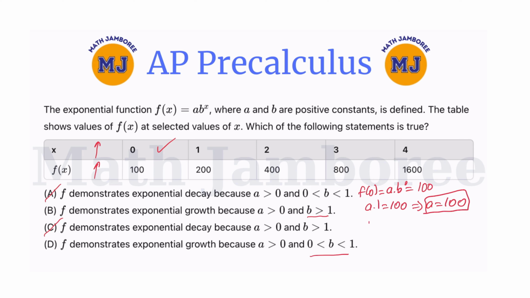For the b, I'm going to use the second data, f of 1. 100 times b to the power of 1 is 200. This shows you that if you divide both sides by 100, b is 2. Since it's a growth, actually, you would say that the b must be greater than 1, but I just wanted to show you the algebraic solution. So therefore, the correct answer is choice B for the specific question.